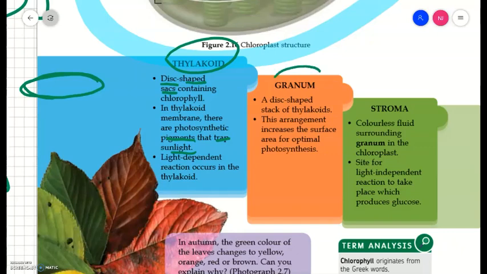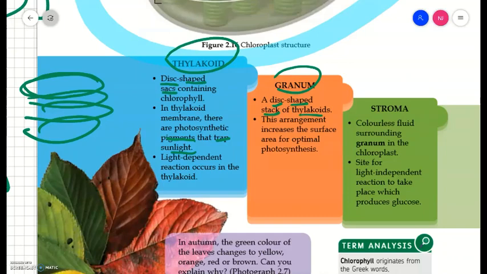Okay, next we have granum. Granum tadi apabila thylakoid tu dia bersusun. Okay, this shape stack of thylakoids. Stack ni susunan lah, maksudnya susunan yang kita susun secara menegak macam tu, itu kita maksudkan dia stack. Jadi granum ni sebenarnya, bila thylakoid tu sudah banyak, kita tidak panggil dia thylakoids, we call it granum. Okay, why does it need to be stacked? Kenapa dia perlu bersusun tinggi-tinggi macam tu? To increase the surface area for optimal photosynthesis.